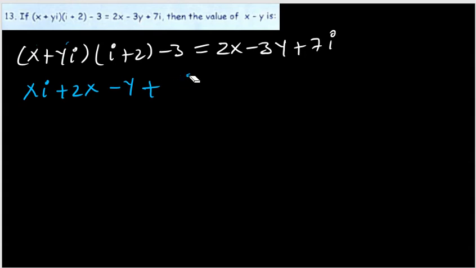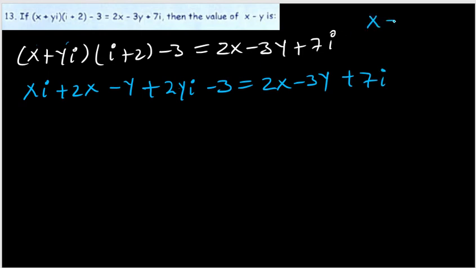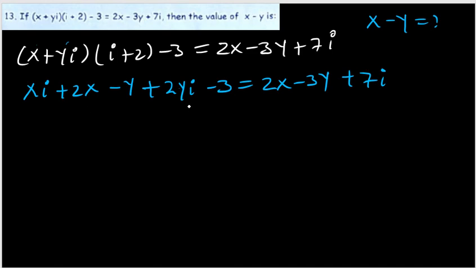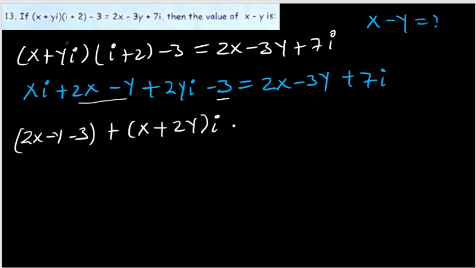let's write it properly: 2yi minus 3 is equal to 2x minus 3y plus 7i. Don't forget, we are asked to find x minus y. So what I can do here, on the left hand side, let us collect the real together. This one and this one are real. So 2x minus y minus 3, the terms which have no i, are real. The imaginary part will be (x plus 2y) the whole i, is equal to 2x minus 3y, the real part, plus 7i.